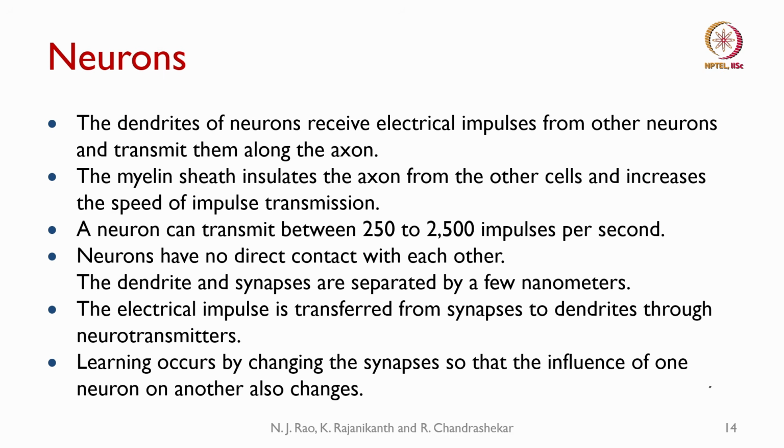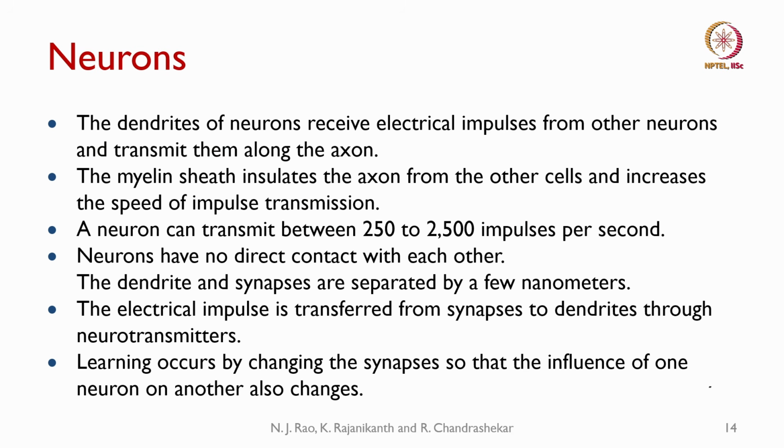A few facts. The dendrites of neurons receive electrical impulses from other neurons and transmit them along the axon. The myelin sheath insulates the axon from other cells and increases speed of impulse transmission. For example, the myelin sheath is kept healthy if you hydrate yourself. That is, if you take enough water, the myelin sheath is kind of protected. That is the reason why people should keep drinking water at regular intervals.